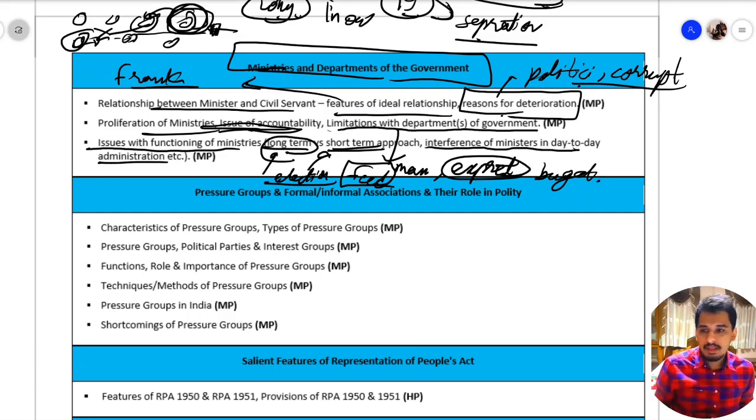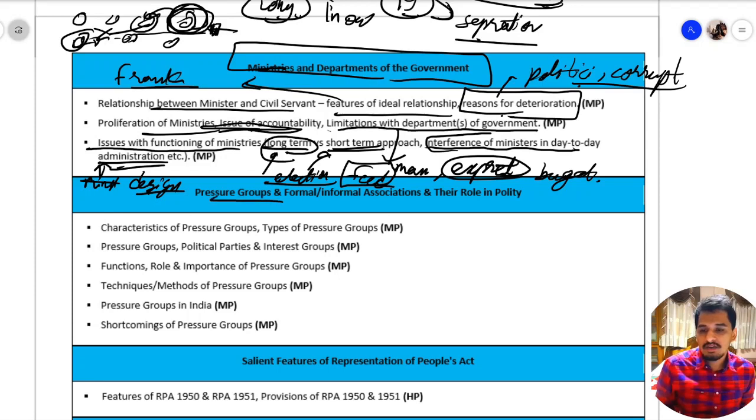See, ideally the minister should only design the policy and leave the implementation to the bureaucrats, but the minister interferes in the day to day functioning of ministries and interferes with the implementation of the scheme. So this is another issue.